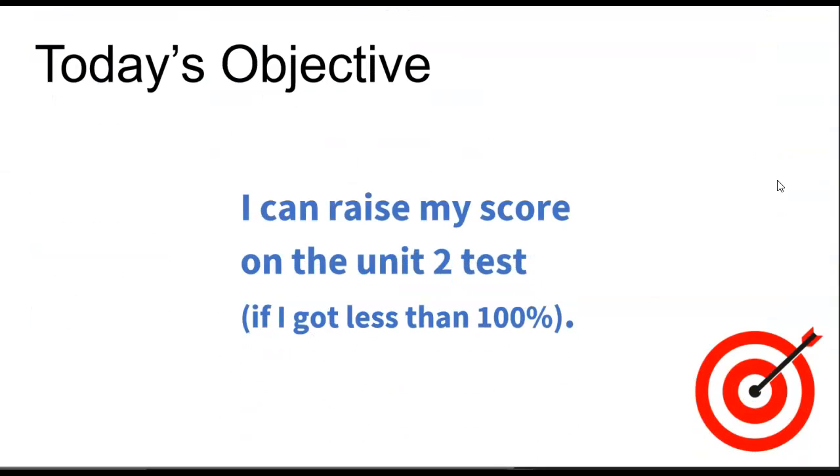And that brings us to today's objective. I can raise my score on the Unit 2 test. So your objective is to go retake the Unit 2 test, try to bring your score up higher than it was before.